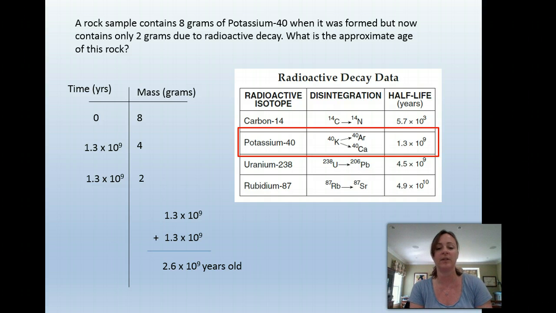So that's how we use the radioactive decay chart. We're going to do more practice with this when we get into class, but you're going to need to write this problem down in your notes. So write down the problem and what the answer is, and we'll go through it again next time we talk.